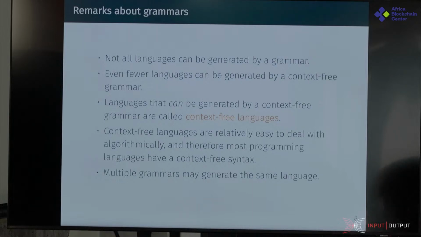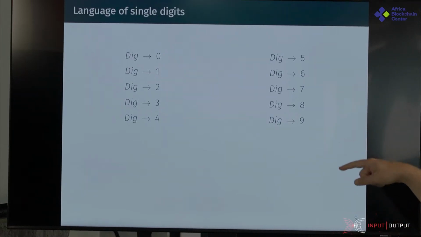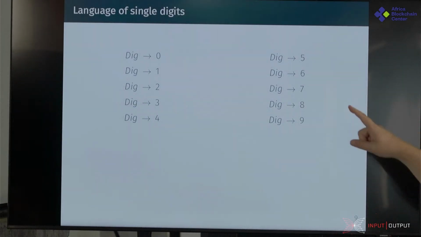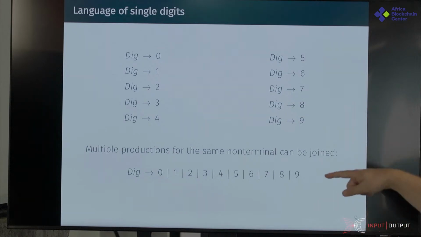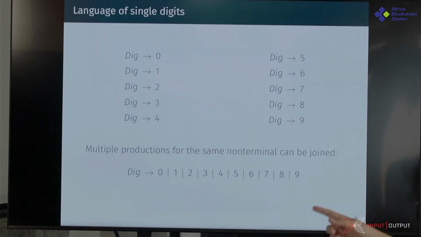So let's see another example, a very simple language of single digits. A digit can be one of the symbols from 0 to 9. And then there are some rules to write these productions in a more compact form. If you have several productions for the same non-terminal, like in our case digit, then they can be joined with a vertical bar, like so.